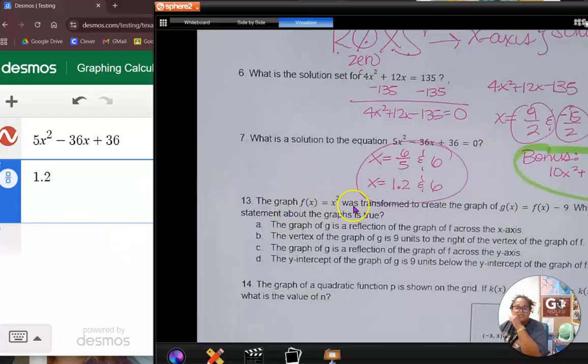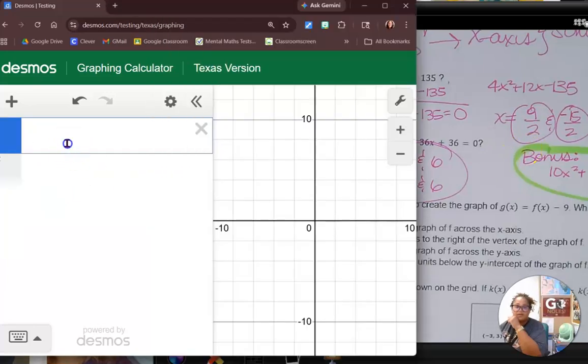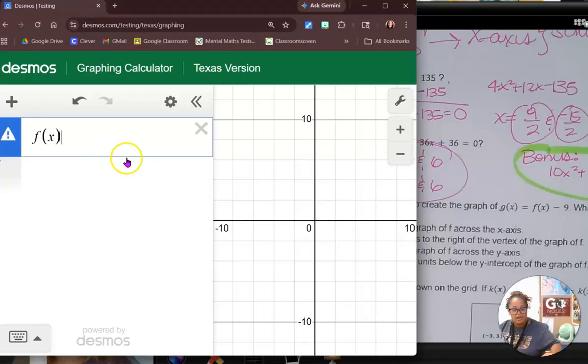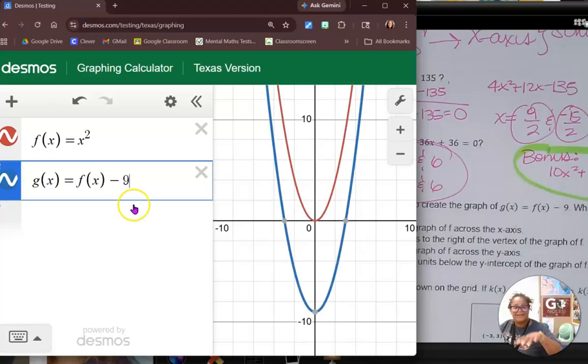It says the graph f of x was transformed to create a graph g of x. So as soon as you see f of x equals x squared, that's the parent function. The parent needs to go in order for the children to come out. X squared. There's the parent. Here's the child. G of x equals f of x minus 9.